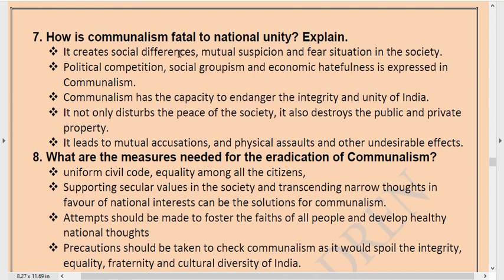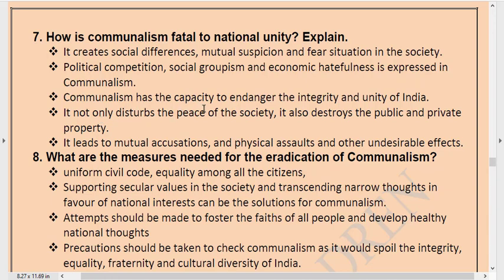The next question, how is communalism fatal to national unity? Explain. It creates social differences, mutual suspicion and a situation of fear in society. Political competition, social groupism and economic hatefulness are expressed in communalism.